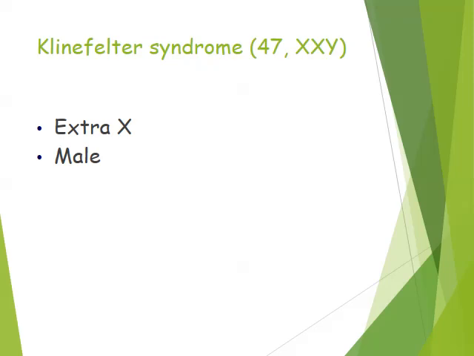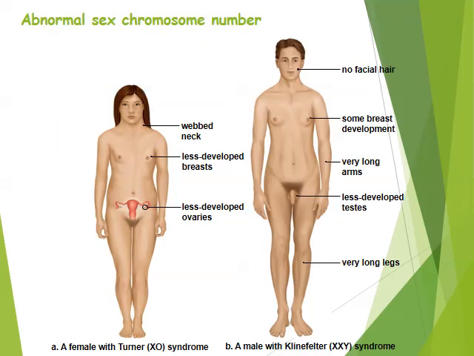Klinefelter syndrome is a male that has an extra X chromosome. So the designation 47,XXY is used. Let's look at some of the characteristics of an individual with Turner syndrome and Klinefelter syndrome. The female with Turner syndrome has a web-like neck, less developed breasts, and less developed ovaries. The male with Klinefelter syndrome usually has very little facial hair, may have some breast development, very long arms, less developed testes, and very long legs. Individuals with Turner and Klinefelter syndrome are usually sterile.